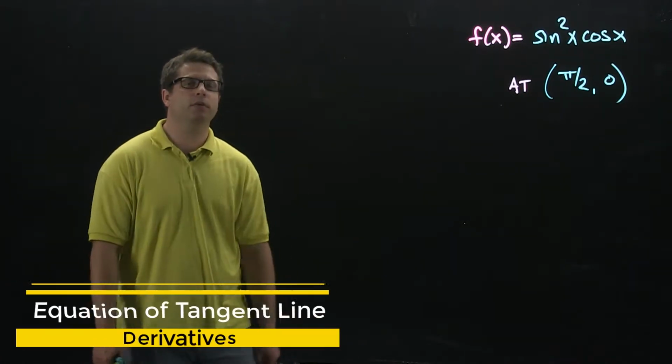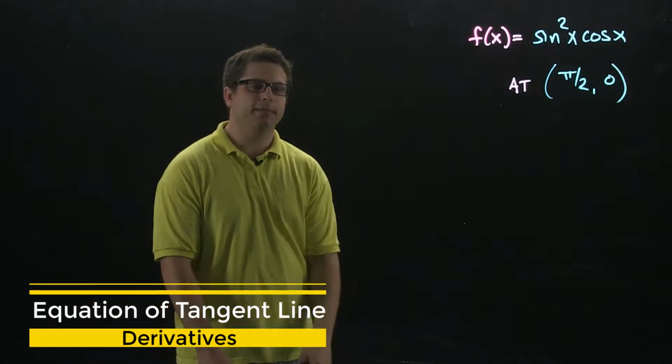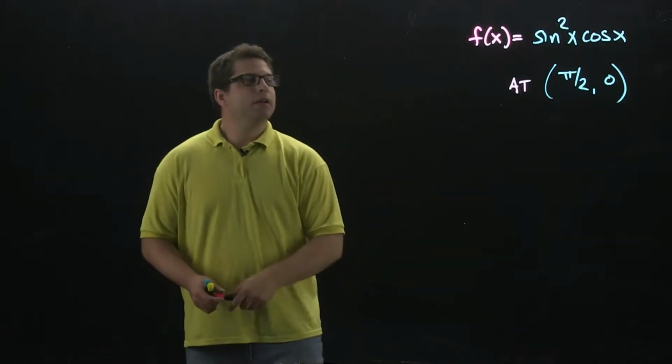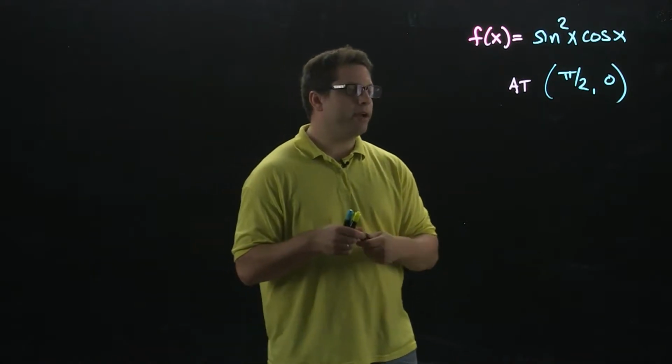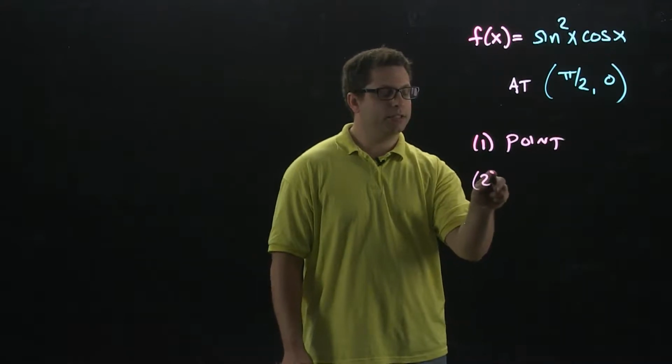In this video, we are going to find the equation of a tangent line on the function sine squared times cosine, at the point pi over 2 comma 0. Finding the equation of a tangent line requires two things. In fact, any line requires two things. We need a point and a slope.